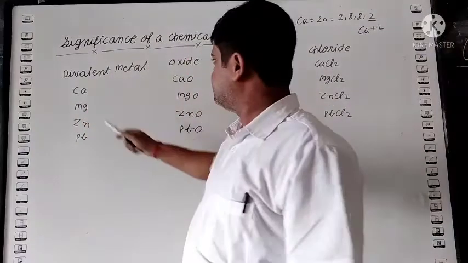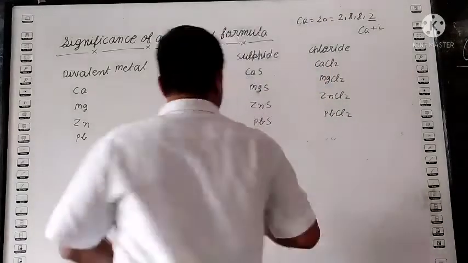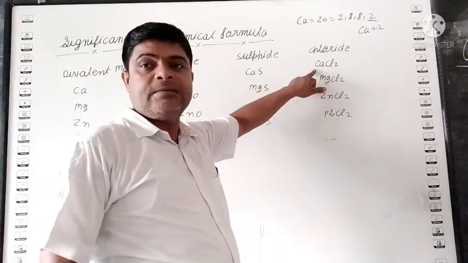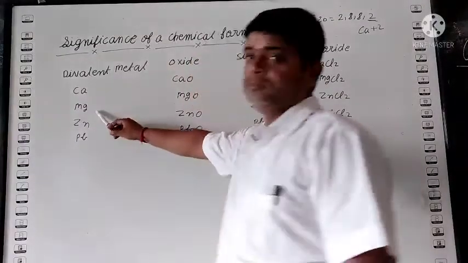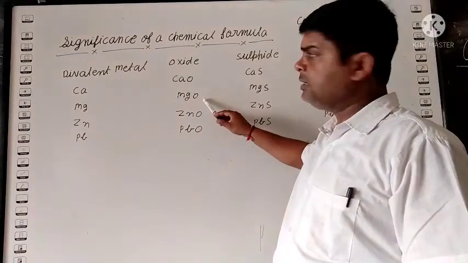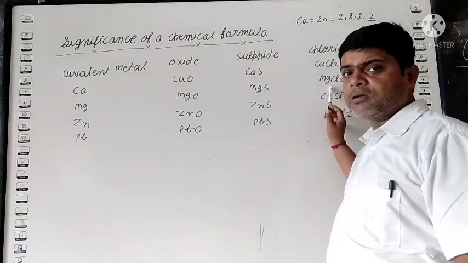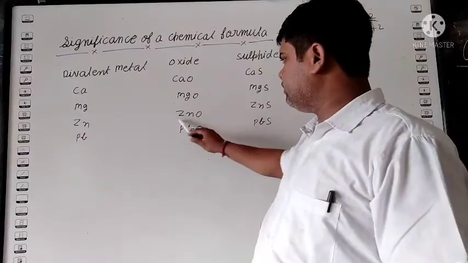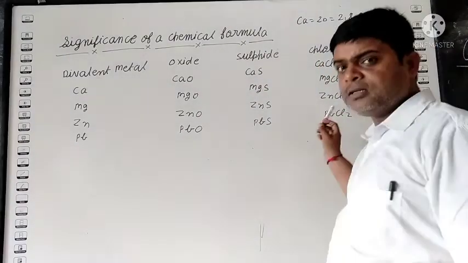So, student, calcium with oxygen is calcium oxide. With sulfur, calcium sulfide. With chlorine, calcium chloride. Similarly magnesium: attached with oxygen, this is magnesium oxide. Attached with sulfur, magnesium sulfide. Attached with chlorine, magnesium chloride. Similarly zinc: with oxygen forms zinc oxide, with sulfur zinc sulfide, and with chlorine zinc chloride.